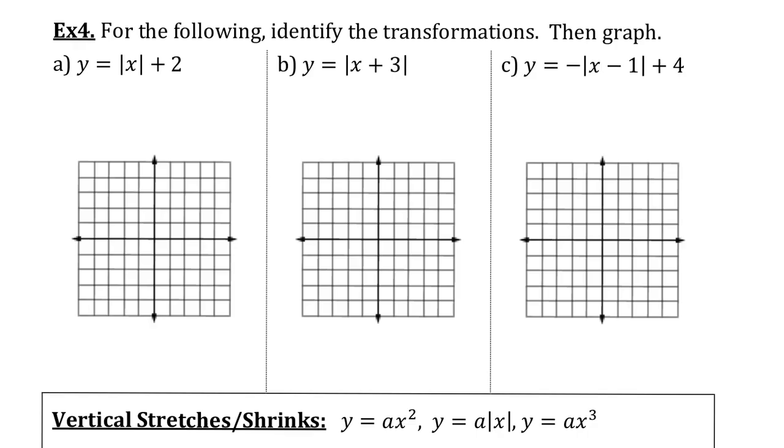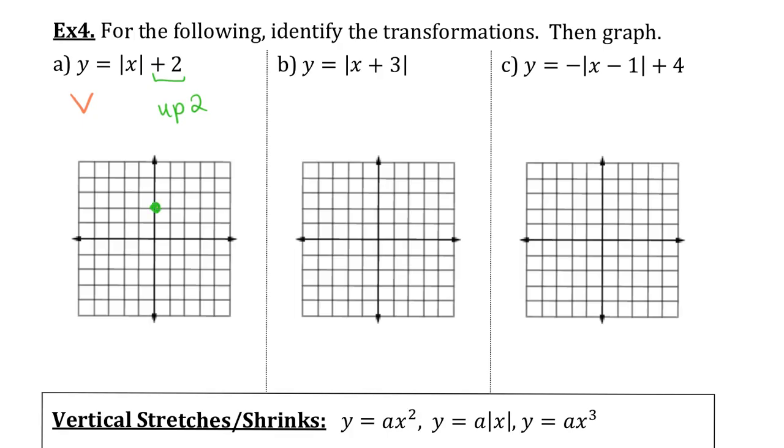Now they're going to give you the equation. Let's try to graph these. Let's look at this one. y equals the absolute value of x plus 2. What do I already know? Absolute value of x. What's absolute value? It's a V. What else do I know? Up 2. So this is going to go up 2.